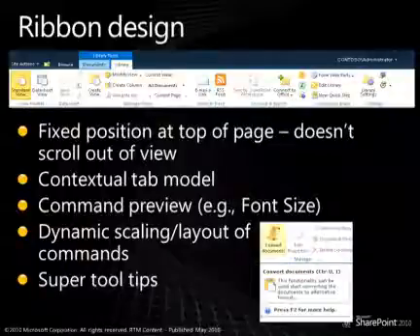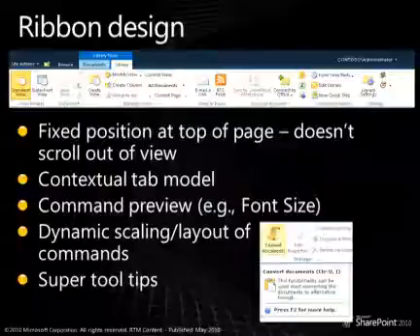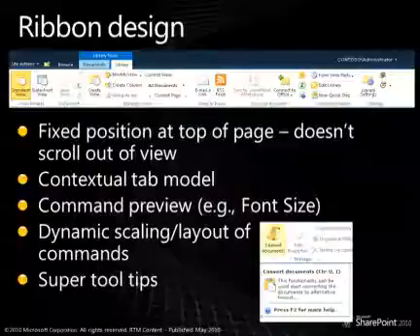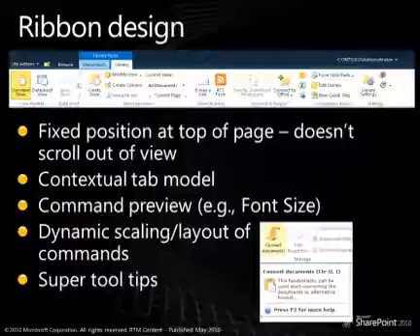A good example is the image editing options, which are shown in their own tab, and only when the user selects the image to be modified. A lot of the out-of-the-box functionalities in a ribbon provide command preview functionality. Basically, users can see what would happen if the command is executed before it's applied. A good example of this is the font size preview.